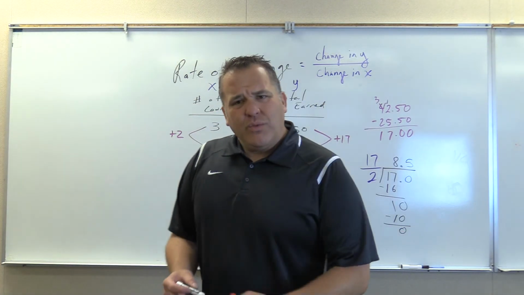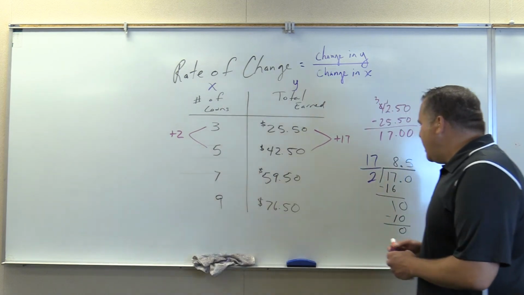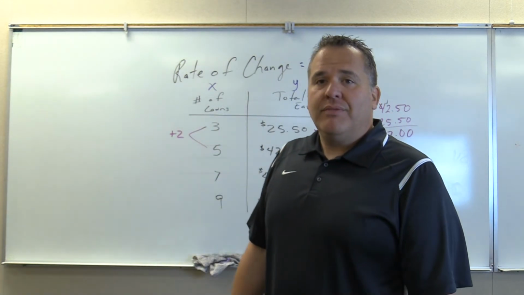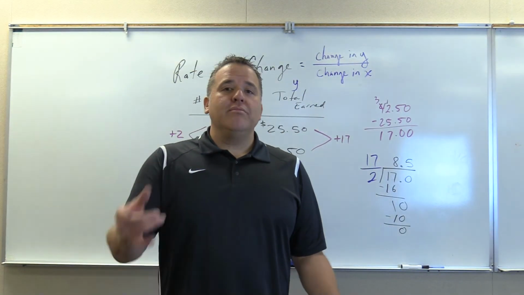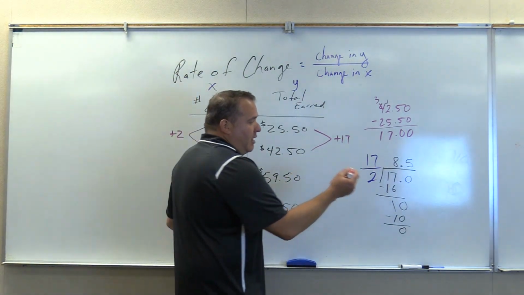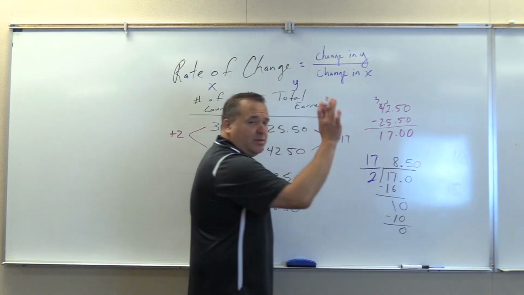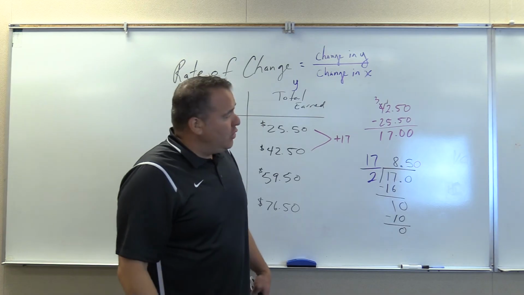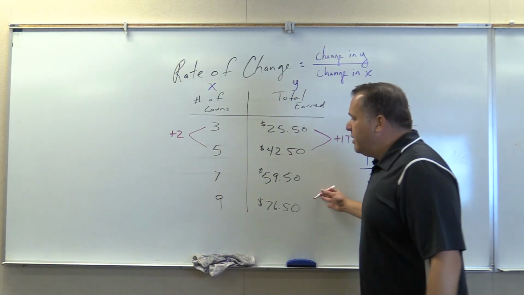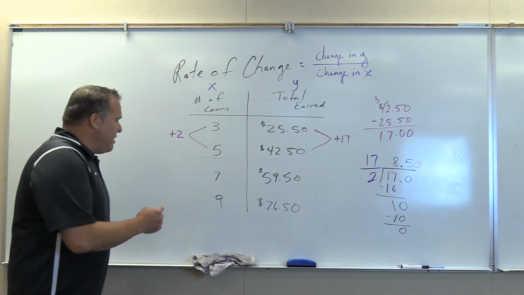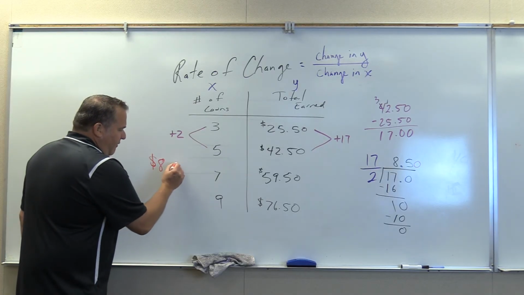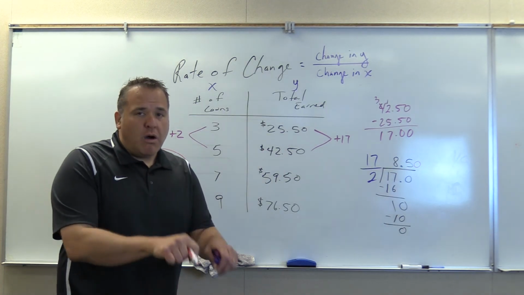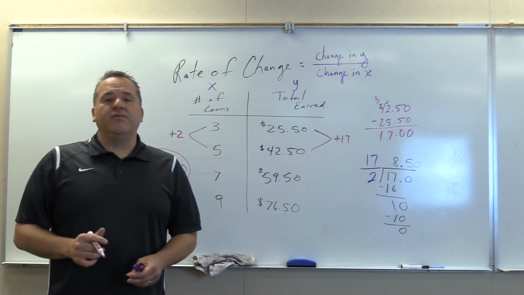So what's your rate of change? Your rate of change, people, is 8.5. Now, how would you make 8.5 into money? You would make it $8, and you can add another 0 here. You see that? Zeros you can add for free after a decimal. That's $8.50. So your rate of change for this problem is going to be $8.50. And what does that mean? That means that for each lawn you mow, you're making $8.50.